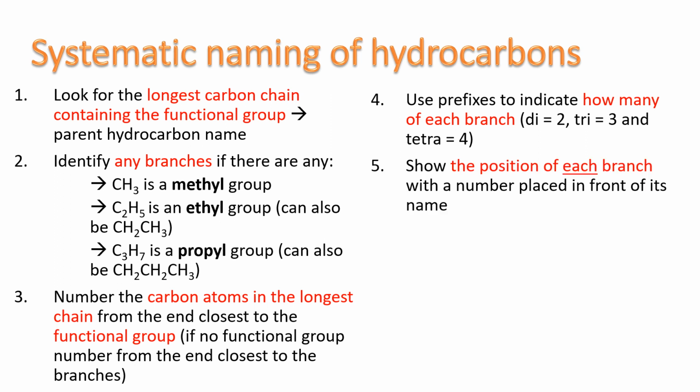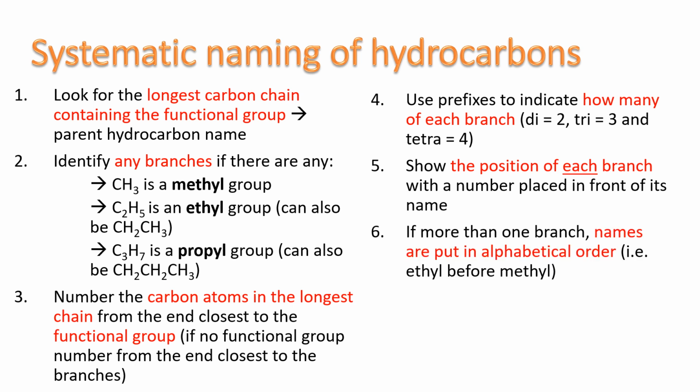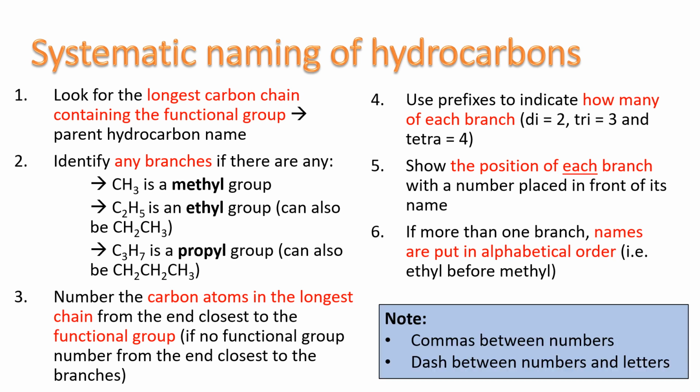Number 5, we show the position of each branch, and we do that by placing the number in front of its name. And then number 6, if there is more than one branch, we put them in alphabetical order. So for example, we would write the ethyl branch before the methyl branch. Now just a wee note, in between numbers we write commas, and in between numbers and letters we write a dash. Now this will make much more sense as we go through the rest of the lesson. So again, if we pause here and either copy this out, or we can print and stick the handout into our notes.